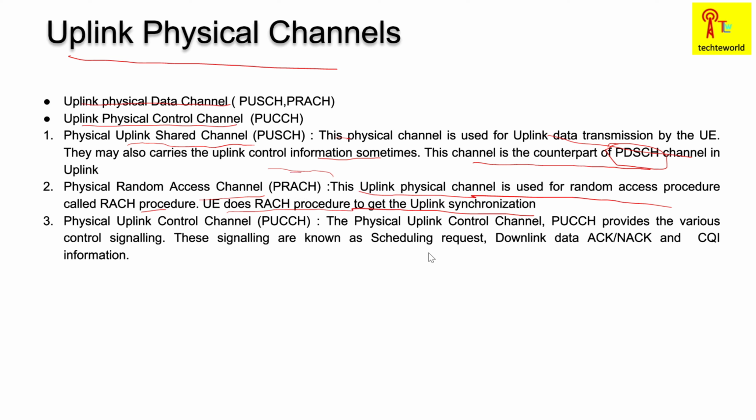And the last channel among the uplink physical channels is the PUCCH, that is the physical uplink control channel. The PUCCH provides various control signaling messages, such as scheduling request, downlink data ACK/NACK, and CQI information. Whatever signaling messages like scheduling request, downlink data ACK/NACK, and CQI information are transmitted by this physical uplink control channel.